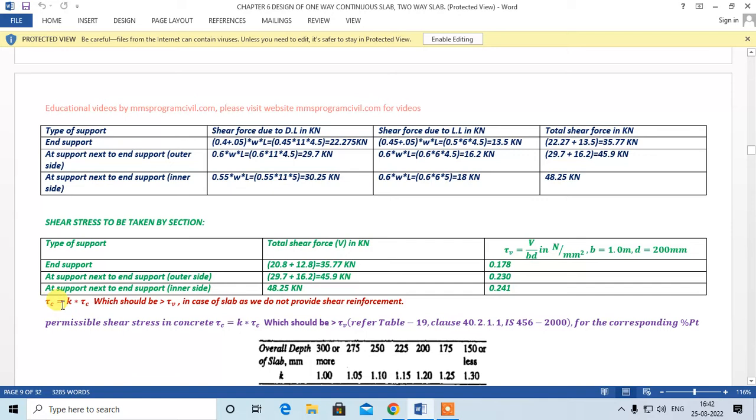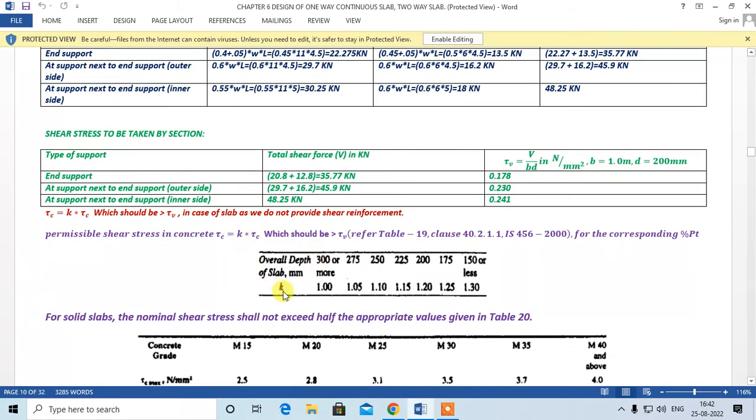So tau c in case of slab is equal to k into tau c. k is the overall depth factor of slab. Our overall depth is 225, so k will be 1.15, right? This tau c has to be found from Table 19 plus 40.2.1.1 of IS 456:2000 for the corresponding percentage of steel pt, right? So I have checked. This tau c is found to be greater than this tau v, so the section is safe in shear, right?